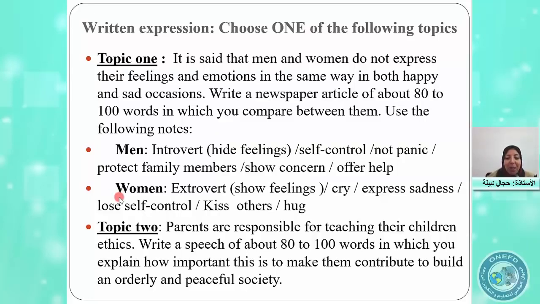Topic 2. This one is a free topic. Parents are responsible for teaching their children ethics. Write a speech of about 80 to 100 words in which you explain how important this is to make them contribute to build an orderly and peaceful society.